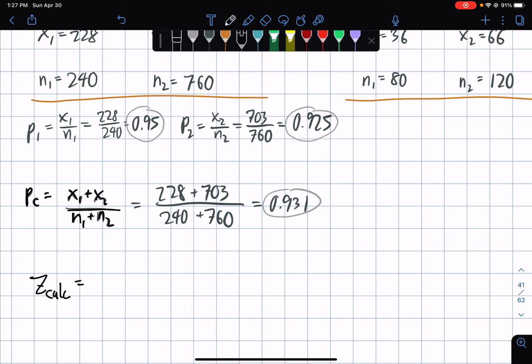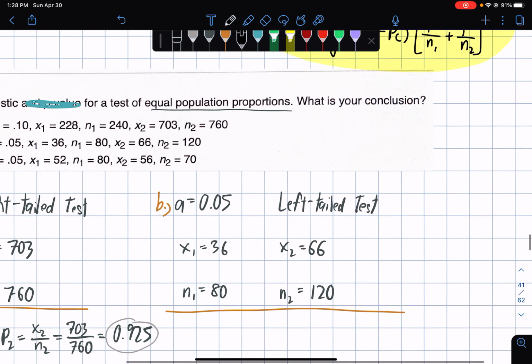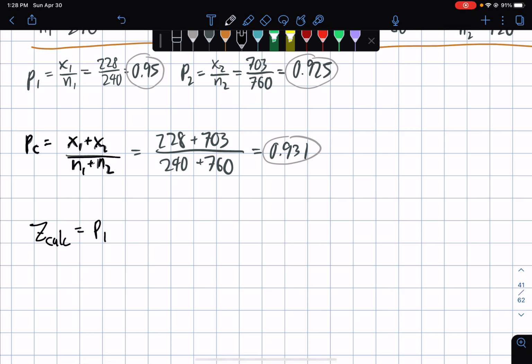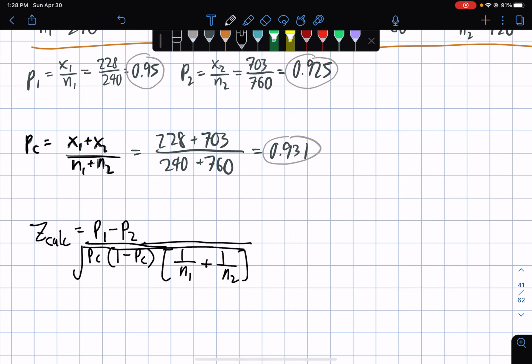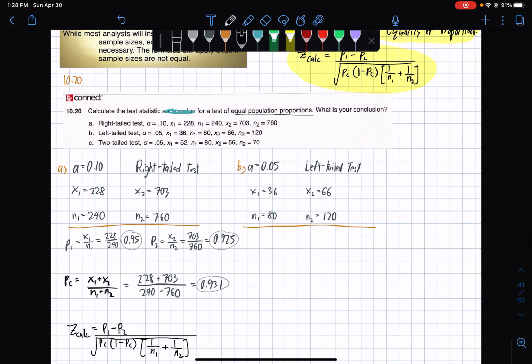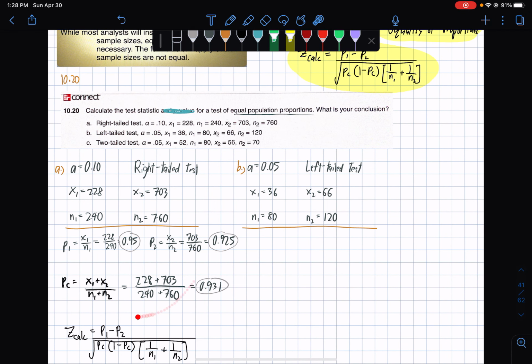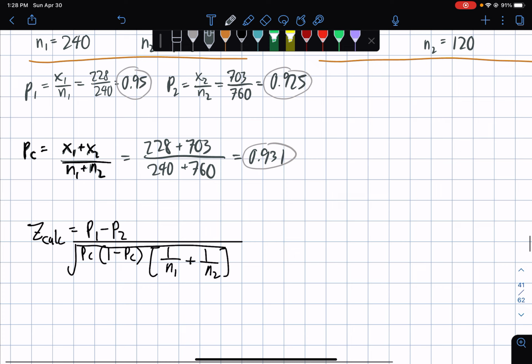For zcalc, the test statistic for equality of proportions is P1 minus P2 over PC times the quantity 1 minus PC times the quantity 1 over N1 plus 1 over N2, and then the entire denominator is under a radical sign. Did I get it right? Yeah, good so far. I think I've memorized it. Hooray.